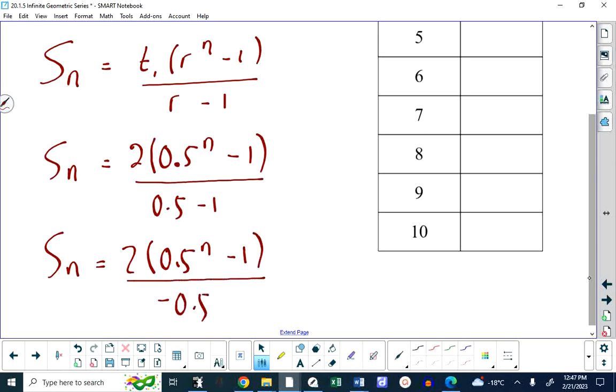And I can simplify that more. Because the 2 is in brackets multiplying across the top, I can take that 2 and divide it by negative 0.5 and condense those two numbers. And you're going to do the same on your calculator here. You're going to take 2 divided by negative 0.5 and see that you get negative 4.